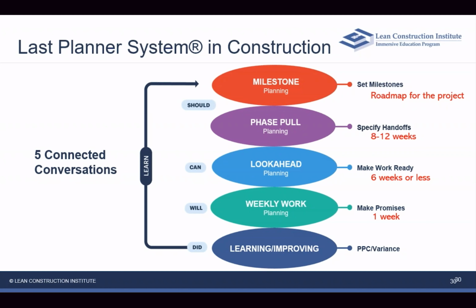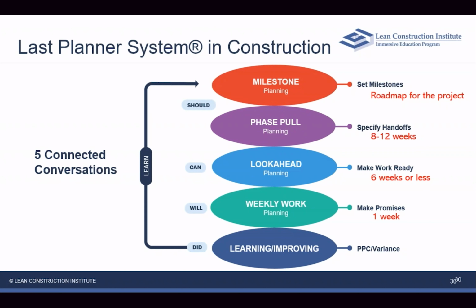And this might be where we're looking out 6 weeks or less. For teams that are just starting out in construction, they're often finding just 1 to 2 week look aheads is challenging enough for their group. So the other conversation is weekly work planning, which is the "will." I will do that. Next week, this will happen. We're making promises and using commitment language. That conversation is happening at a more reliable lookout level.